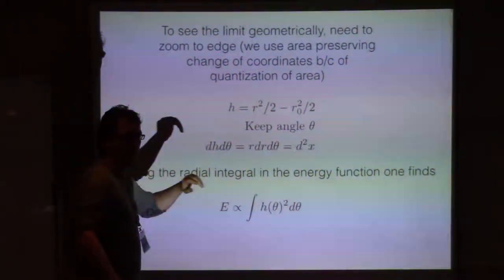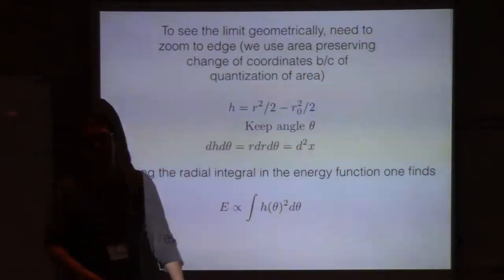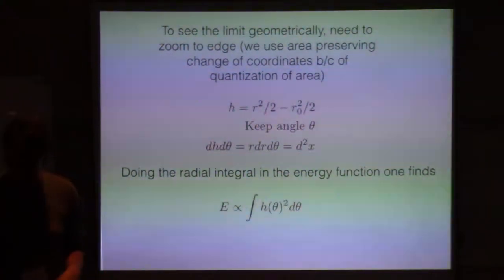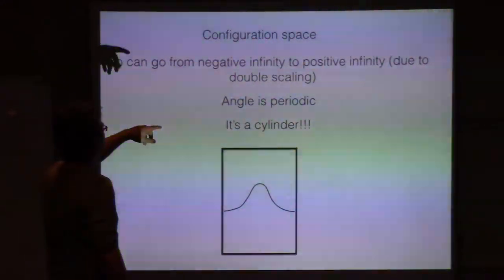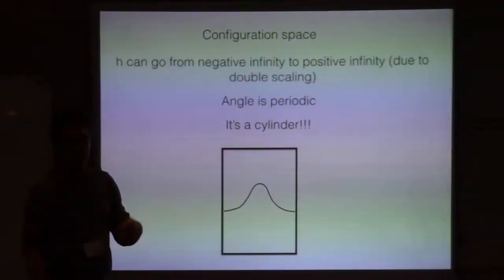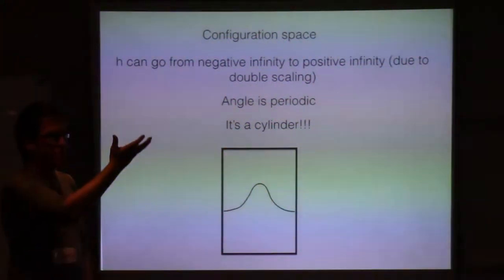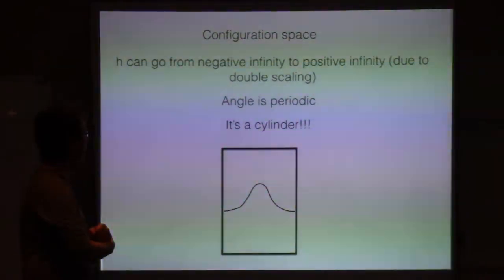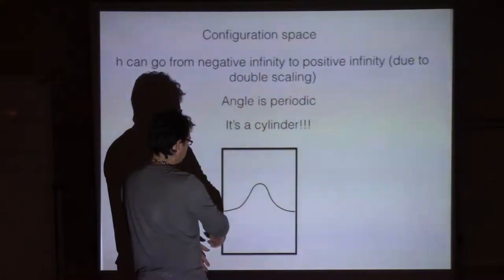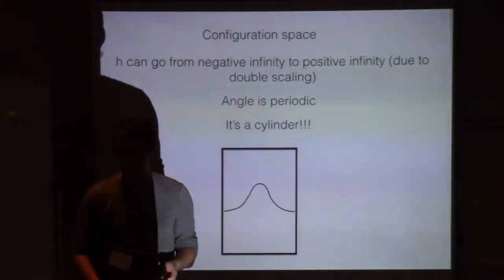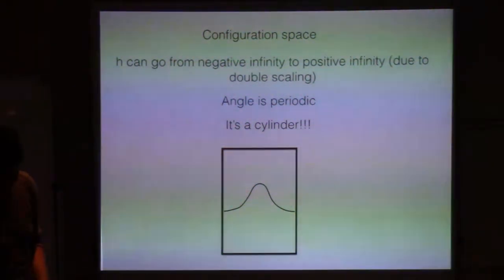And when you do the radial integral for the energy, you find that the energy goes like the integral of h of θ squared dθ. And this is just doing the change of variables. And then the configuration space classically is that h can go from negative infinity to positive infinity due to this double scaling, because now r0 squared is infinite. So h can go from plus infinity to minus infinity. And the angle is periodic, so what you have is kind of fermions, or you have a droplet picture on a cylinder.